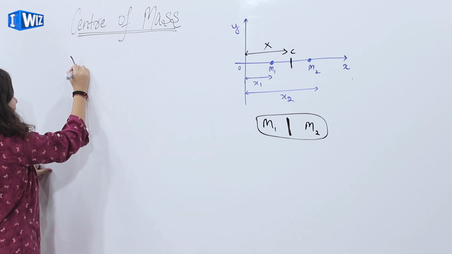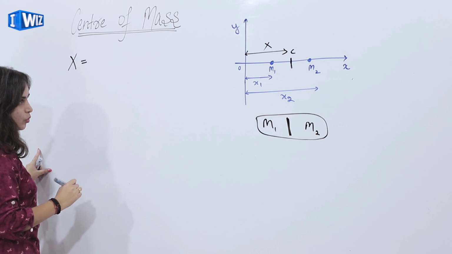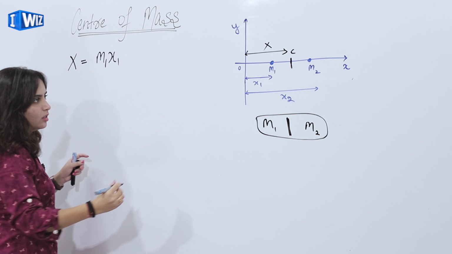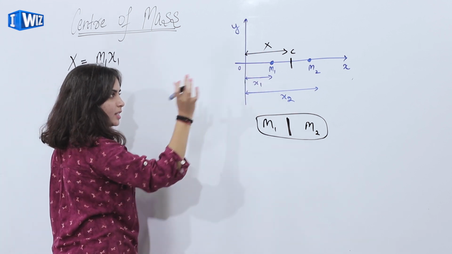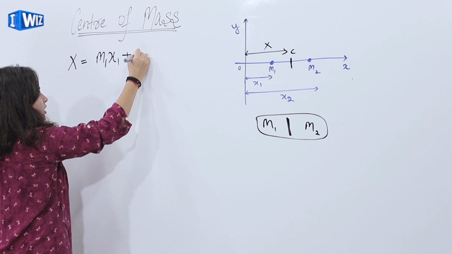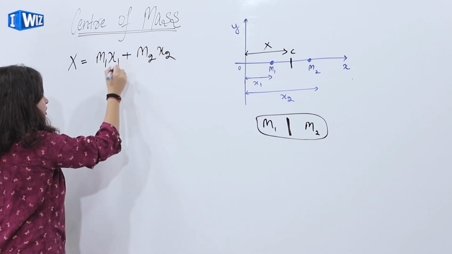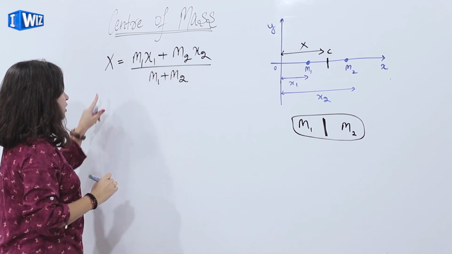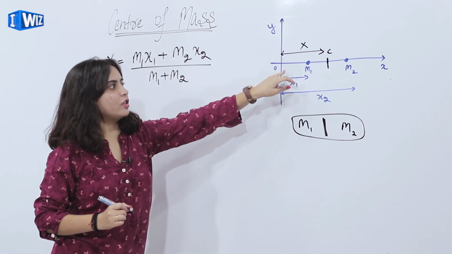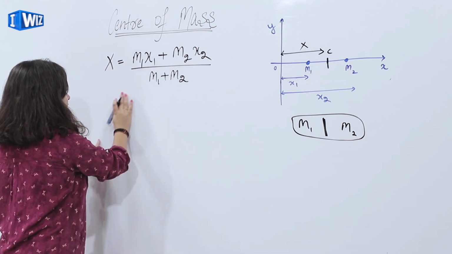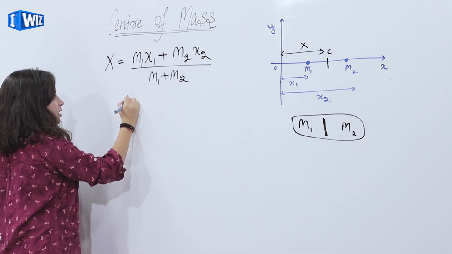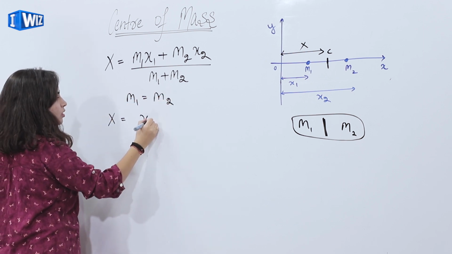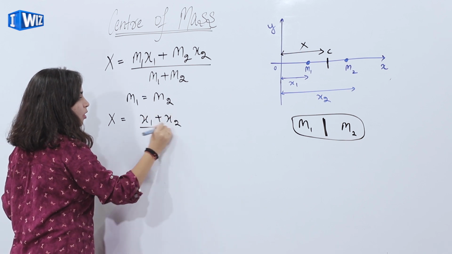From here we have x equals m1 into x1, the mass of the first particle times the distance of the first particle from the origin, plus m2 x2, upon the total mass of the system, where x denotes the position of the center of mass. Now, if m1 equals m2, then x equals (x1 plus x2) upon 2.